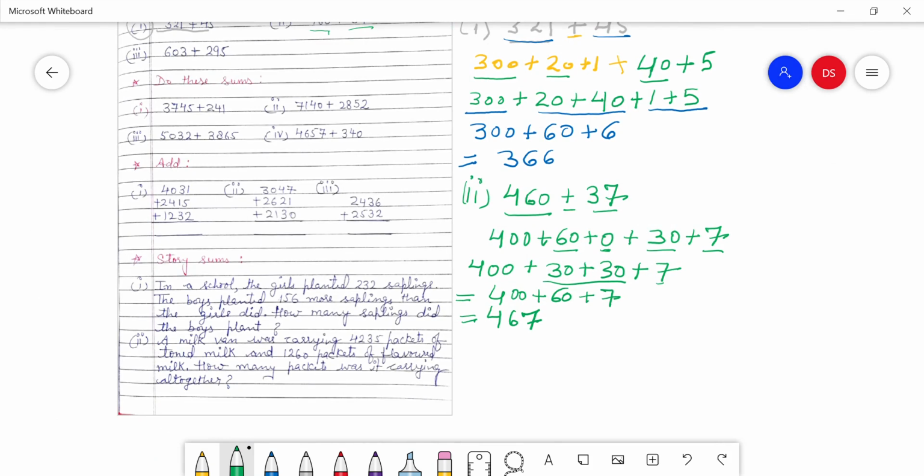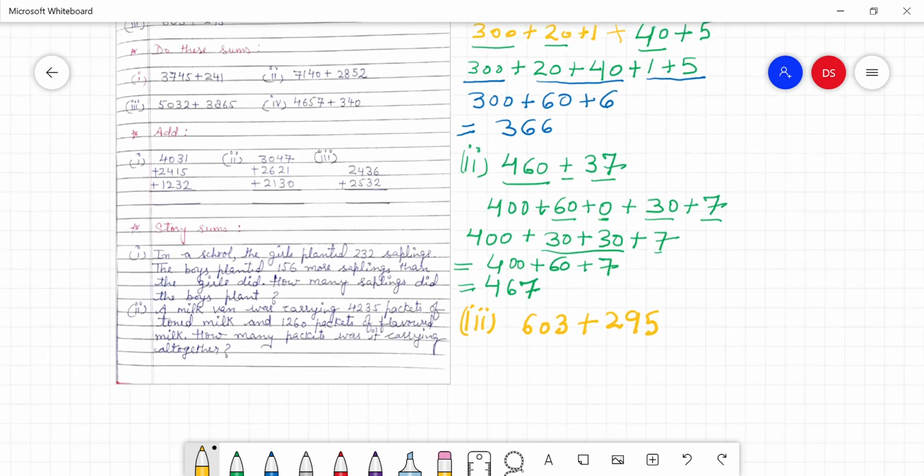Now third sum we have same, in the same pattern we have to follow this. Here there are three digits on both places which we have to add. The first number is 603. We have to add 295 to it. We will start adding.